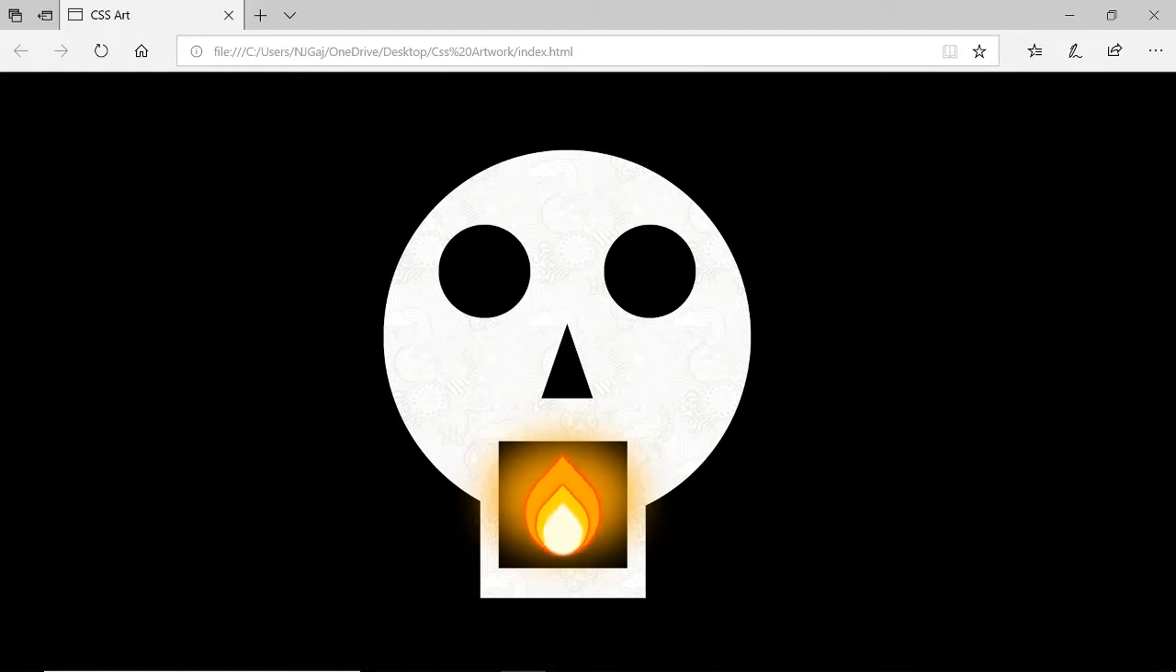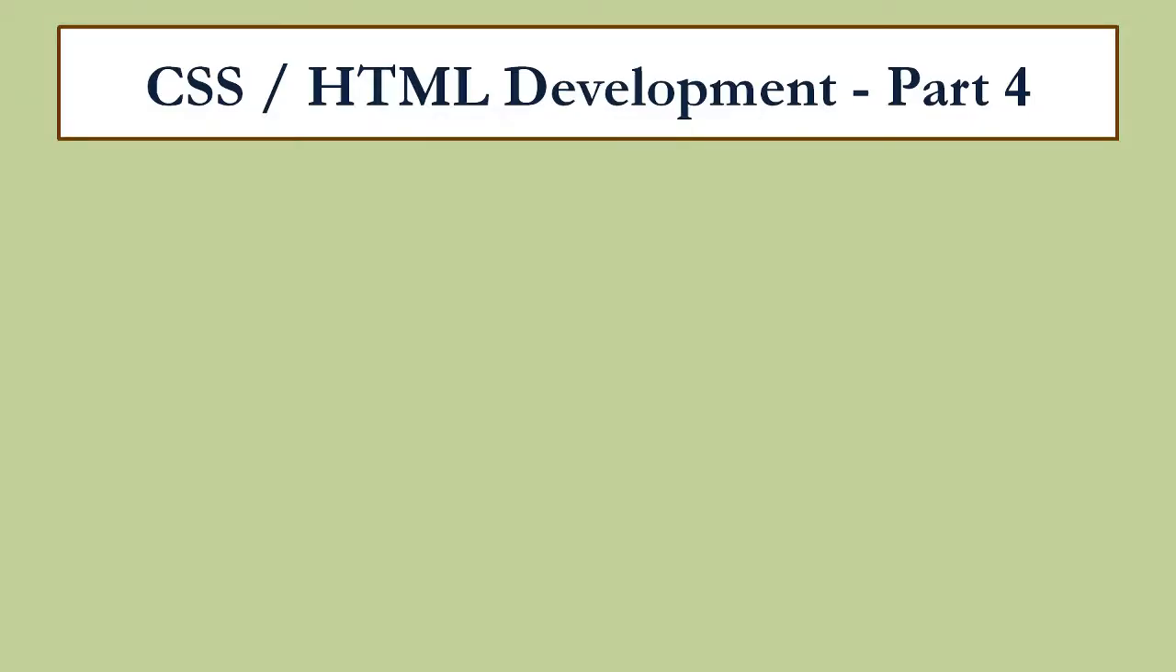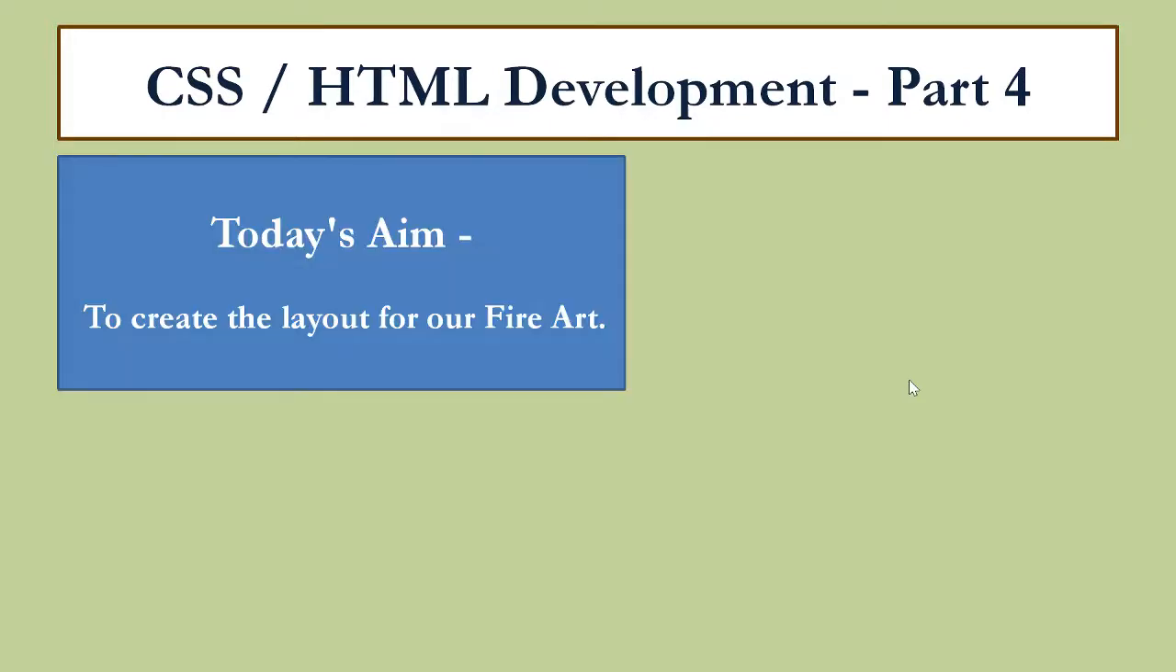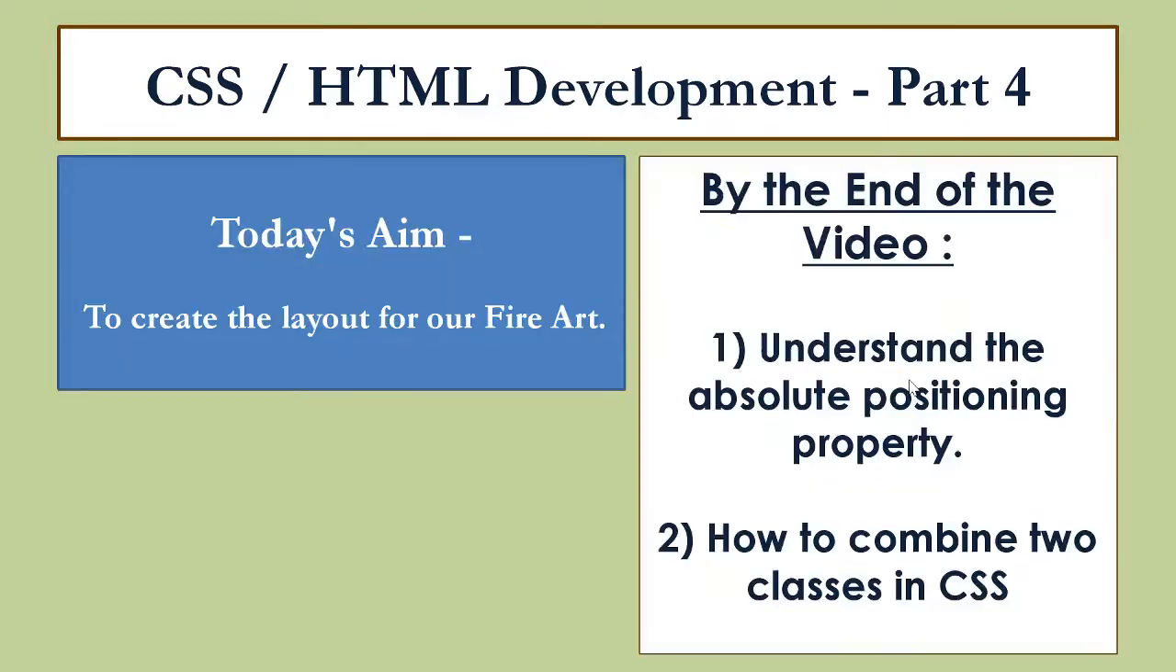I think these kinds of activities are a great way to get familiar with how CSS works and all the properties that you can use to create fun things. So let's get started. Okay, so in this video, the big aim is to create the layout for our fire art. By the end of the video, you'll understand how we can use absolute positioning, or the property for absolute positioning, and how we can combine two classes in CSS and why we would do this.